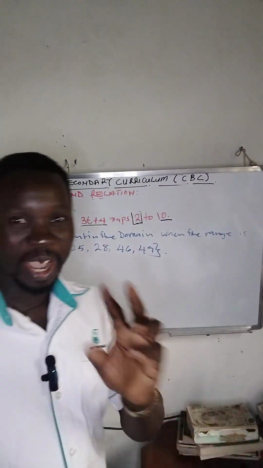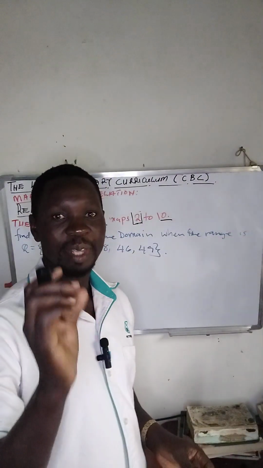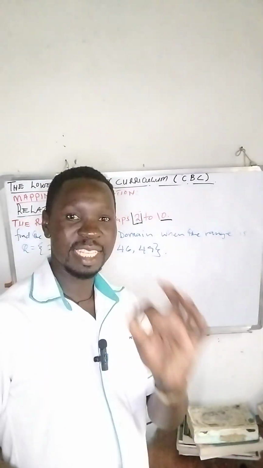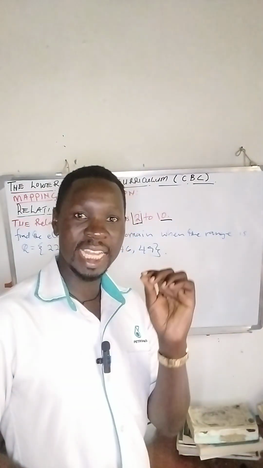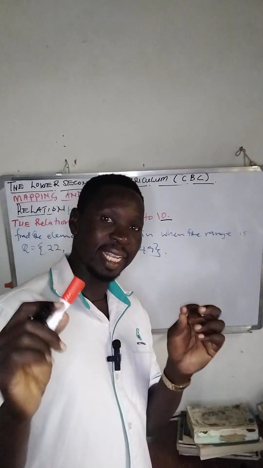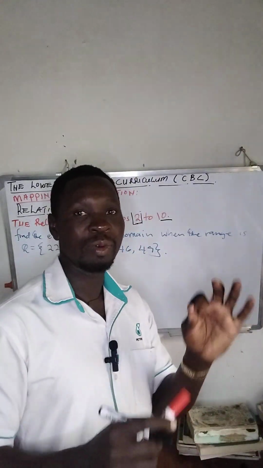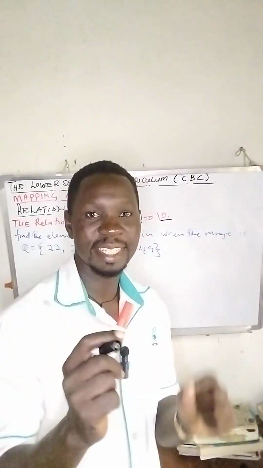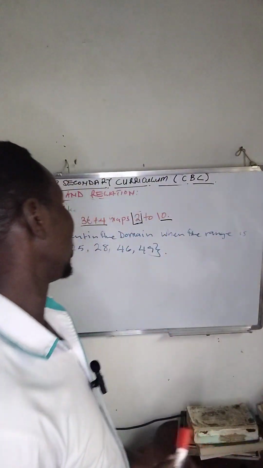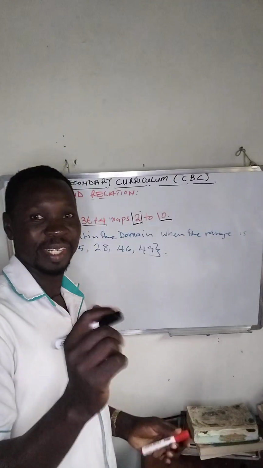Now today we are on part 4. In this arrangement, remember, this is part 4 of mapping and relations. Those who have not yet watched the other 3 videos, please go back and watch to see how we handle this part of mapping and relations. Now we are on the mathematical arrangement, how we come up with the answers.